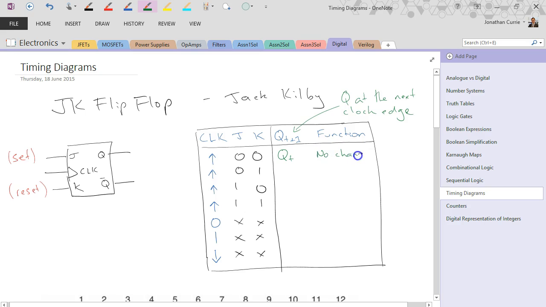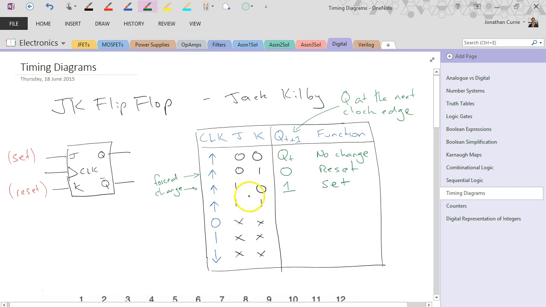Function is no change. For a rising edge of the clock, when set, or J is low and K is high or active, we get the output going to 0, effectively a reset. When we get J is high and K is low with a rising edge of the clock, then the output goes high. So you see in both of these ones, it's irrespective of what the previous output is, it's a forced change. Okay, so that would be our set.